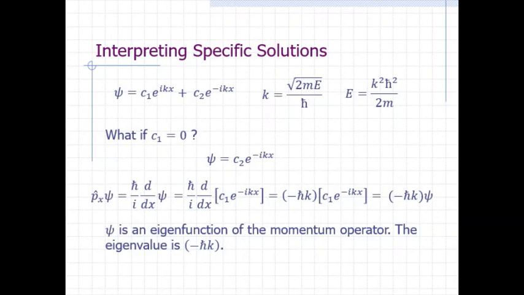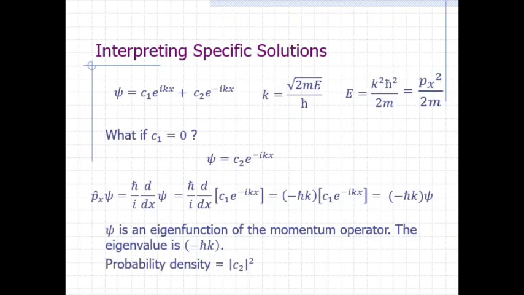Since k is positive, the momentum, negative h bar k, is negative. This means the wave function c2 times e to the minus ikx describes a particle that is moving in the negative x direction, and the magnitude of the momentum is equal to h bar times k. The particle has a well-defined momentum. Of course, since psi is an eigenfunction of the Hamiltonian operator, it also has a well-defined energy. Note that the square of negative h bar times k is also k squared times h bar squared.